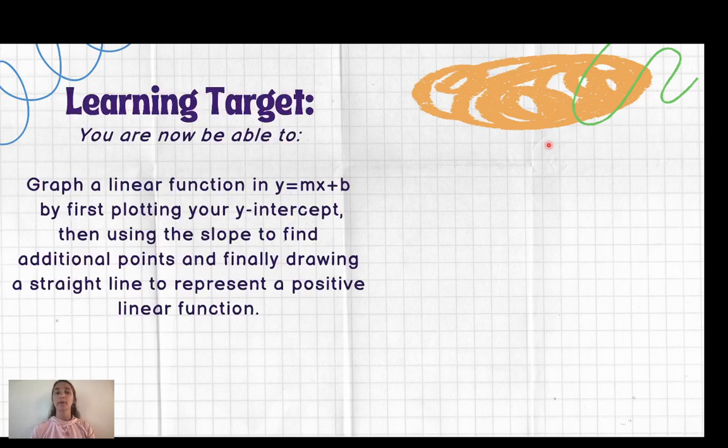You are now able to graph a linear function in y equals mx plus b by first plotting your y-intercept, then using the slope to find additional points in both directions, and finally drawing a straight line to represent, in our case, a positive linear function.